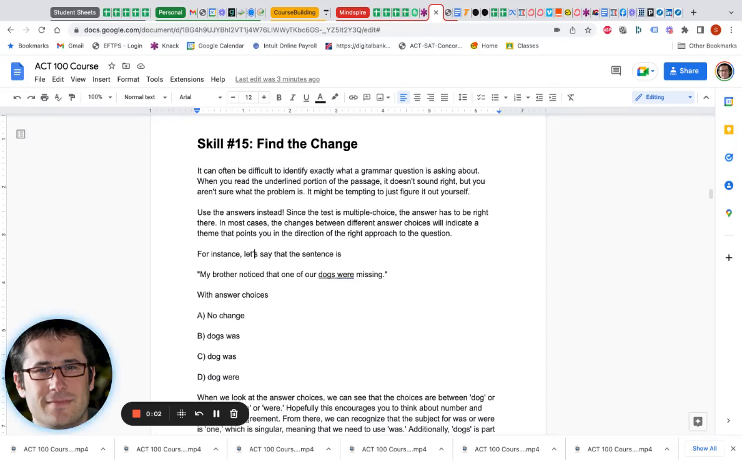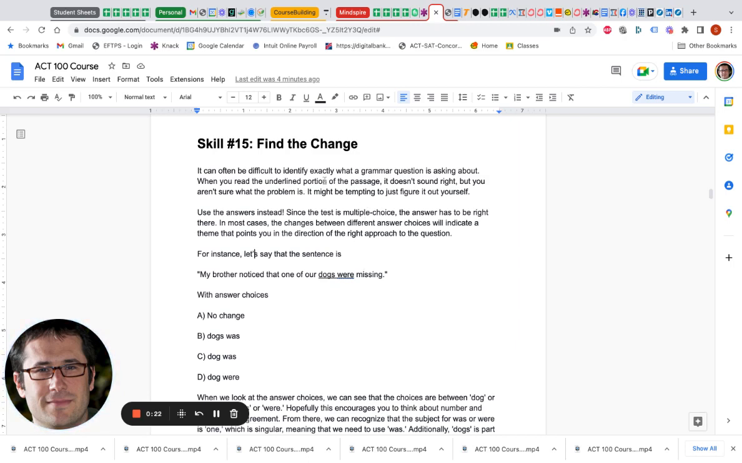So skill 15 is called find the change. And this really means look at what is happening in the answer choices of the question that you're working on. And noticing what's happening in the answer choices tells you exactly what you need to pay attention to when you're trying to get the question right.